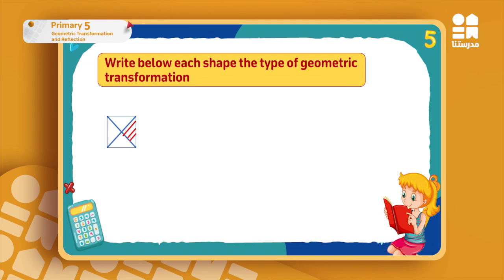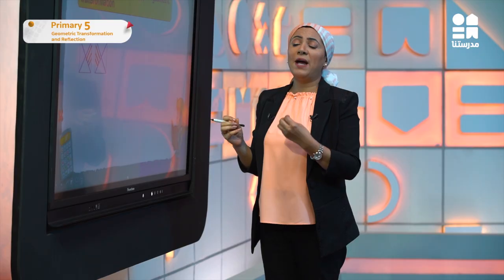Write below each shape the type of geometric transformation. عندي هنا transformation وعندي image أو ال original وال image بتاعته، وعايزين نعرف ايه ال type of transformation اللي حصل. تاني عندي three types of transformation: reflection, translation and rotation.